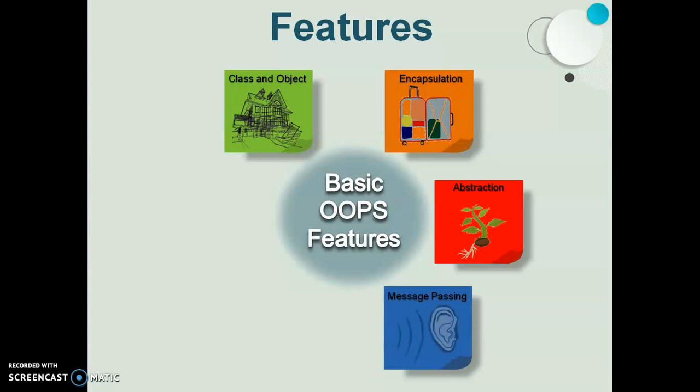The next feature is message passing. The communication within an object, or objects changing their state from one to another, all these happenings are because of this feature. Even one object can pass messages to another object. That is also possible because of this feature called message passing.